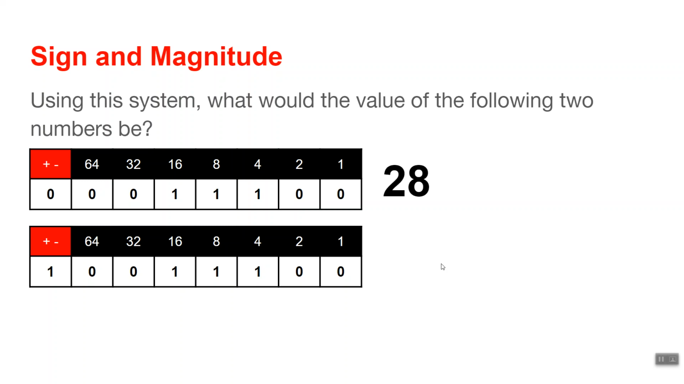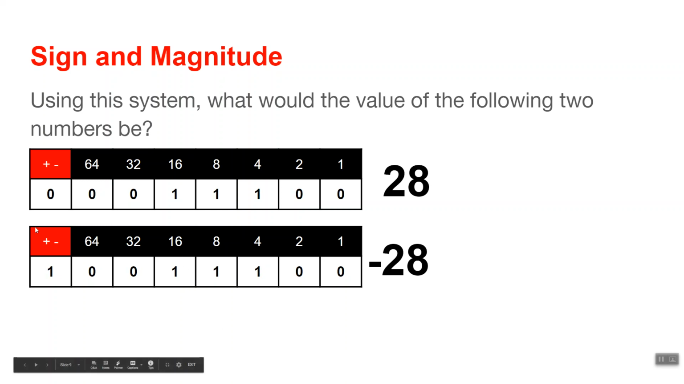Okay, so the first number would be 28, positive 28, because if we look at where the bits are set, 16 and 8 is 24, and 4 is 28, and the sign bit is set to 0, which tells us that it's a positive 28. The same bits below are set, but this time it's minus 28 because we've also set the value of this bit to 1. So you notice how both of these numbers are identical except for the use of the sign bit in the left hand column in the seventh bit. So that's a really straightforward way of representing a negative number.